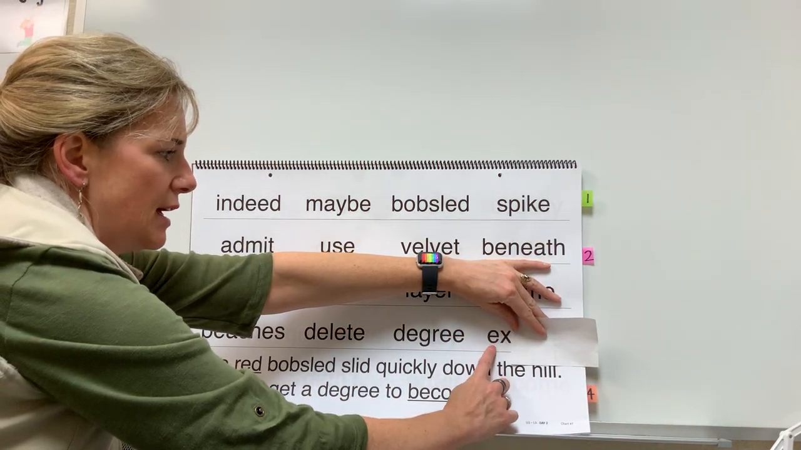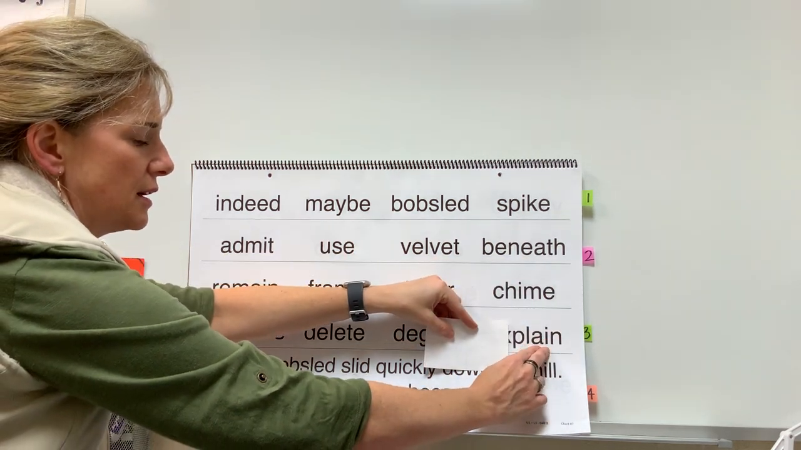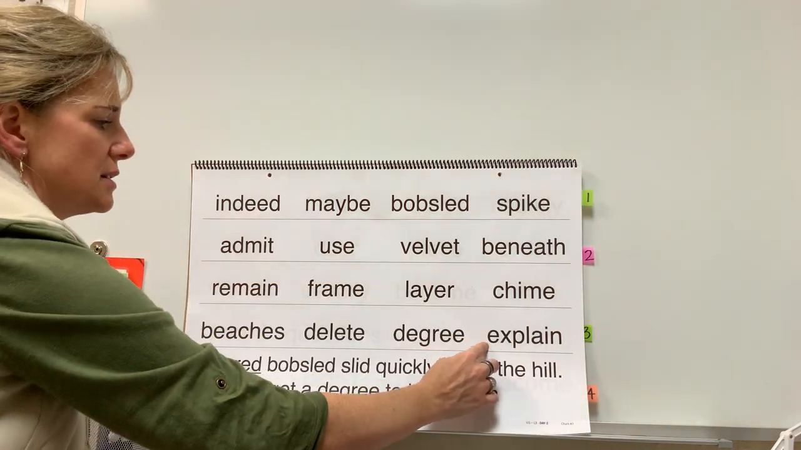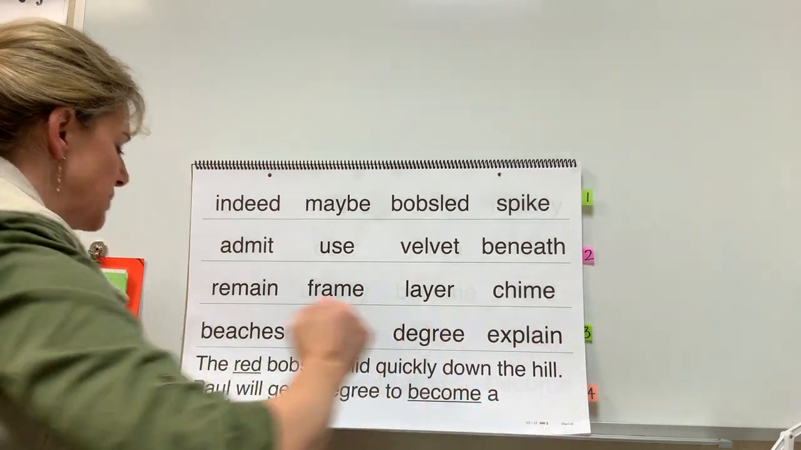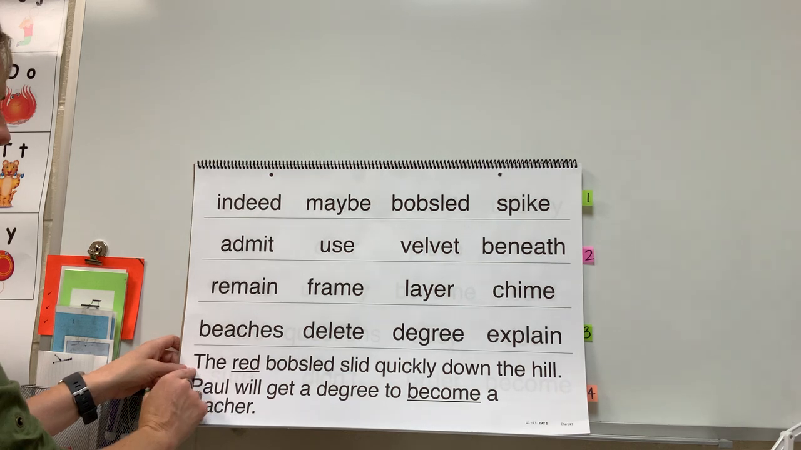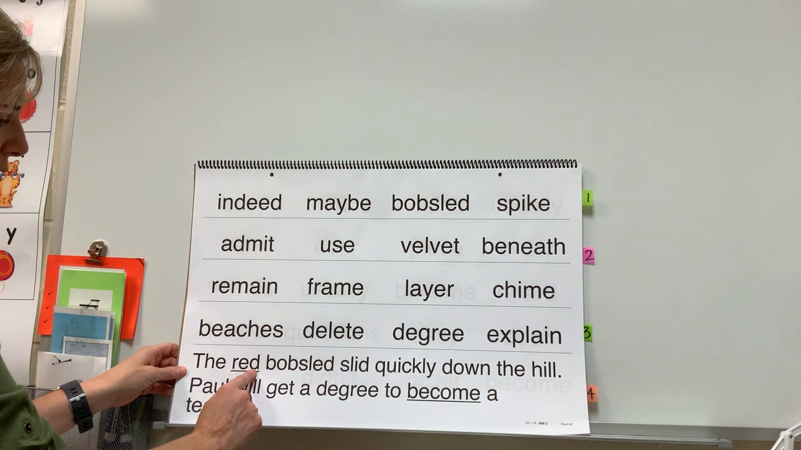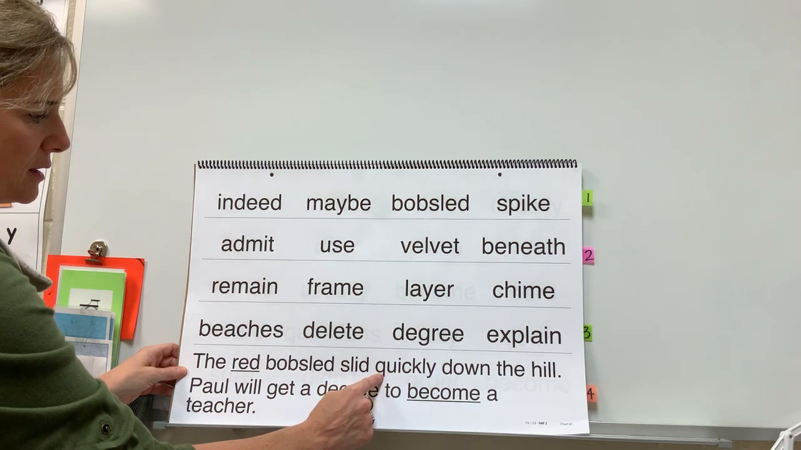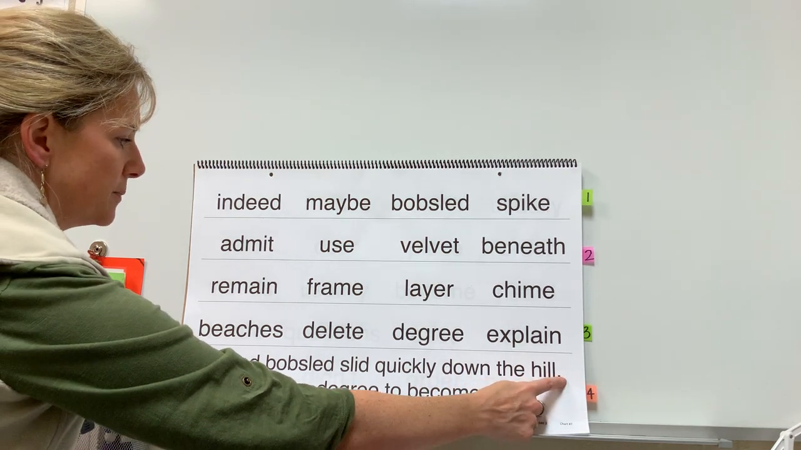Sound, e, syllable, ex. Sound, a, syllable, plane. Blend, ex, plane. Word, explain. Now let's read the sentences. Get ready, read. The red bobsled slid quickly down the hill.